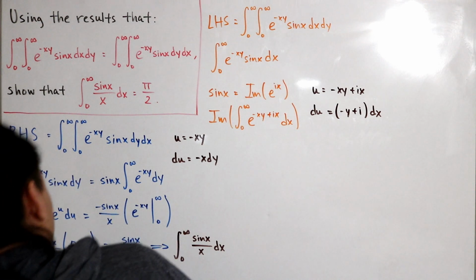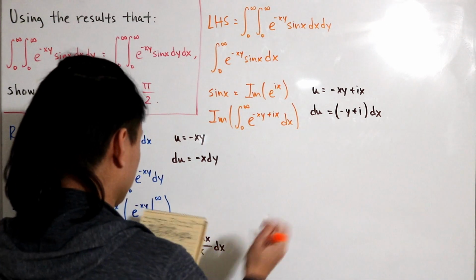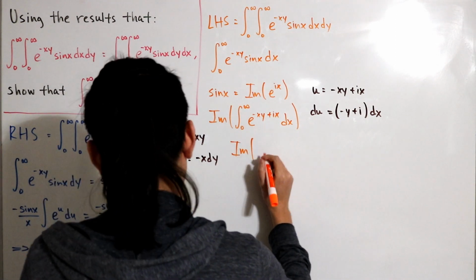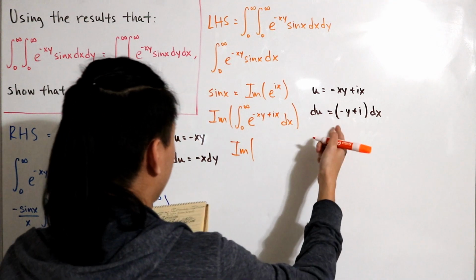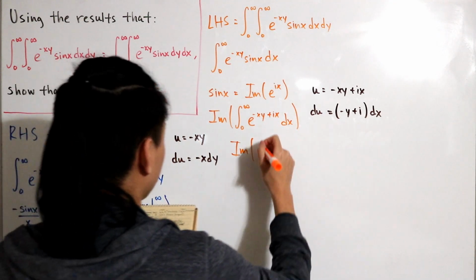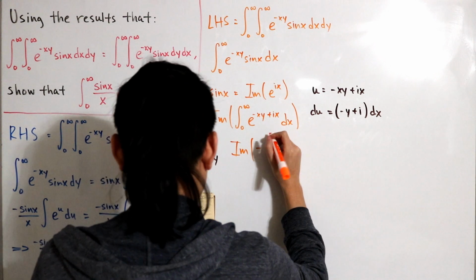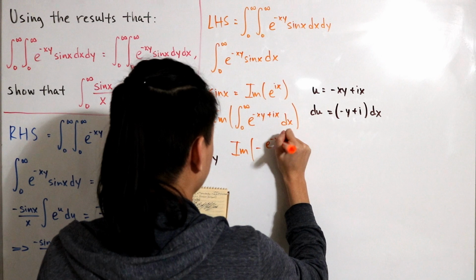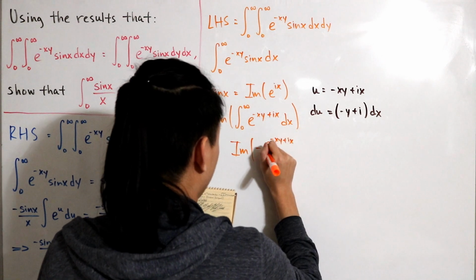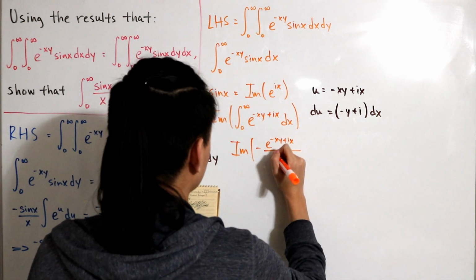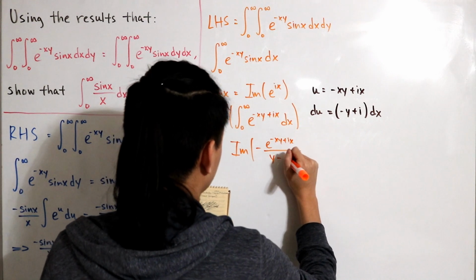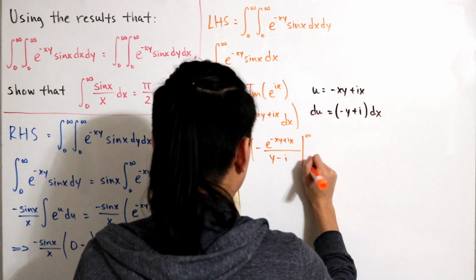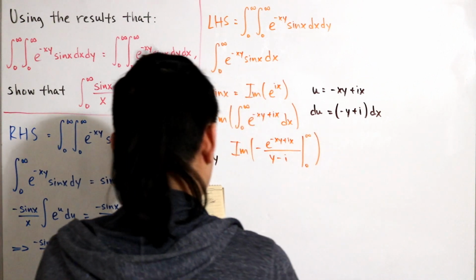If I just skip the integration, we're going to have the following value. Well, we need to calculate it at least. So the imaginary part of, I can factor out a negative from here. So this will be negative, and then we have e to the power of negative x times y, added with ix, divided by, I factor out the negative, so in the denominator it would be y subtract i. And then we just integrate, and evaluate from 0 to infinity.